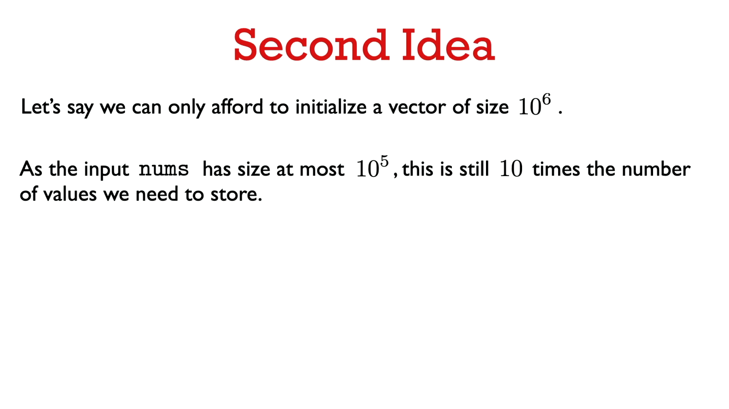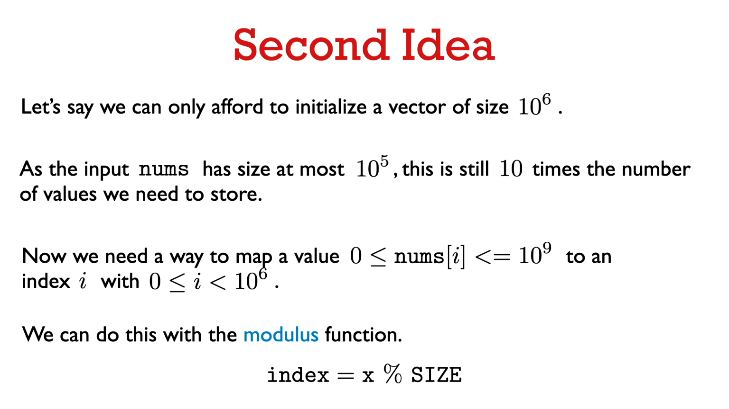Okay, so let's set a budget. Let's say that we only have the time and space to initialize a vector of size 1 million instead of 1 billion. So 1 million is still 10 times larger than the size of the input vector. Now, since the numbers that we're going to see are between 0 and 1 billion, we need some way to map these numbers into valid indices into our vector, which now only has size 1 million. So let's define a variable size to be 1 million. That is the size of the vector that we're going to store.